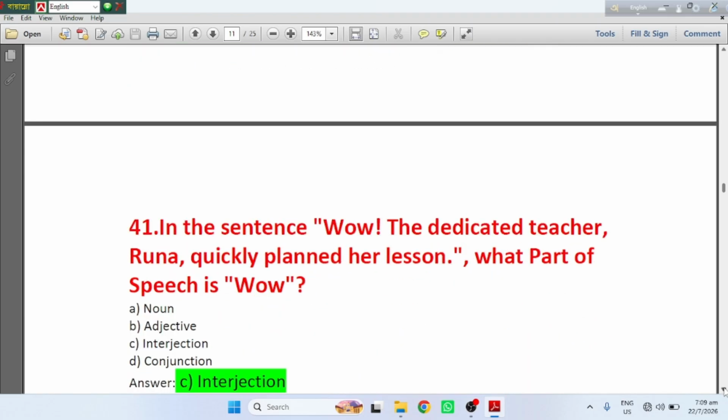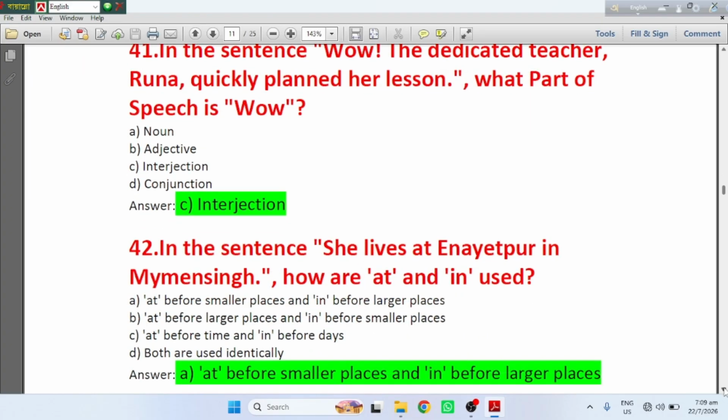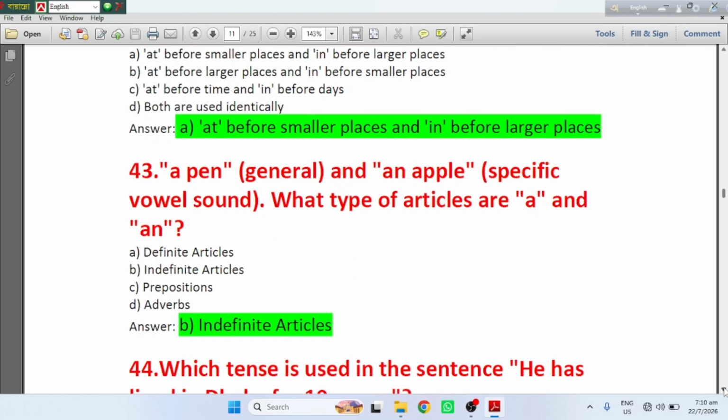In the sentence, wow, the dedicated teacher Runa quickly planned her lesson. What part of speech is wow? Interjection. 42. In the sentence, she lives at Enayatpur in Mymensingh. How are at and in used? At before smaller places and in before larger places.